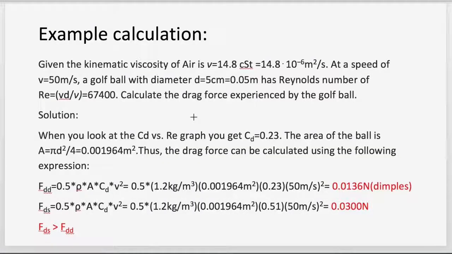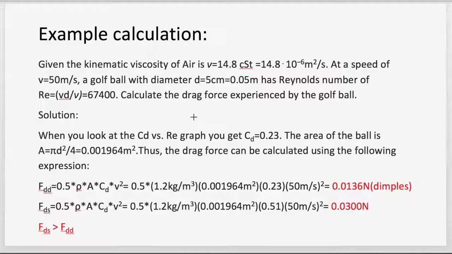Now some of our example calculations. We knew that the kinematic viscosity of air is 14.8 times 10 to the minus 6 meters squared per second. At a speed of 50 meters per second, a golf ball with a diameter of 5 centimeters, or 0.05 meters, has a Reynolds number of 67,400. Calculate the drag force experienced by the golf ball.